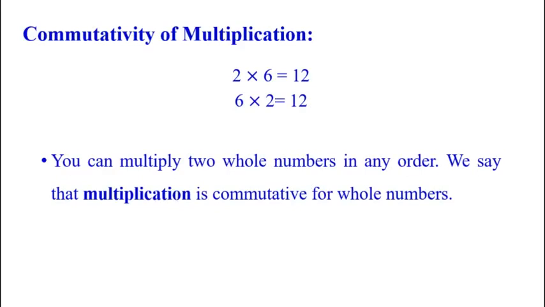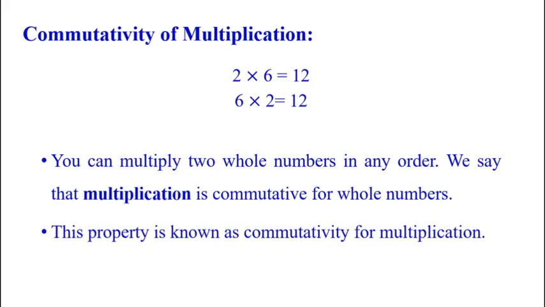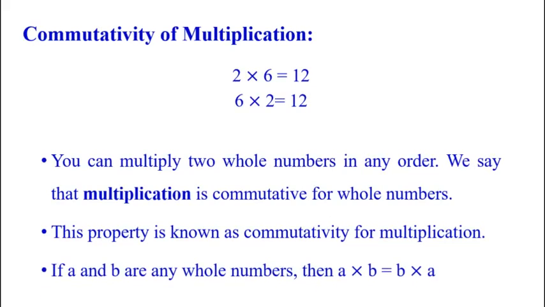Then commutativity of multiplication. So we know 2 into 6 is equal to 12 and 6 into 2 is also equal to 12. You can multiply two whole numbers in any order. We say that multiplication is commutative for whole numbers. This property is known as commutativity for multiplication. If A and B are any whole numbers, then A into B is equal to B into A.